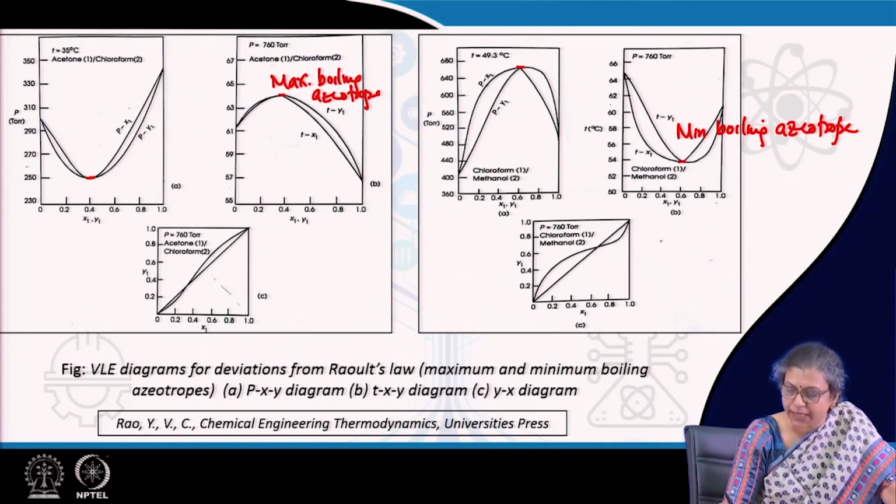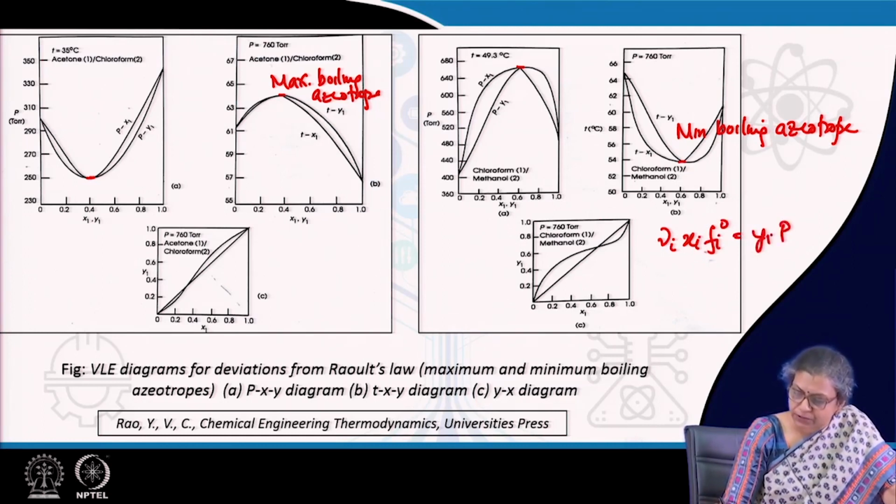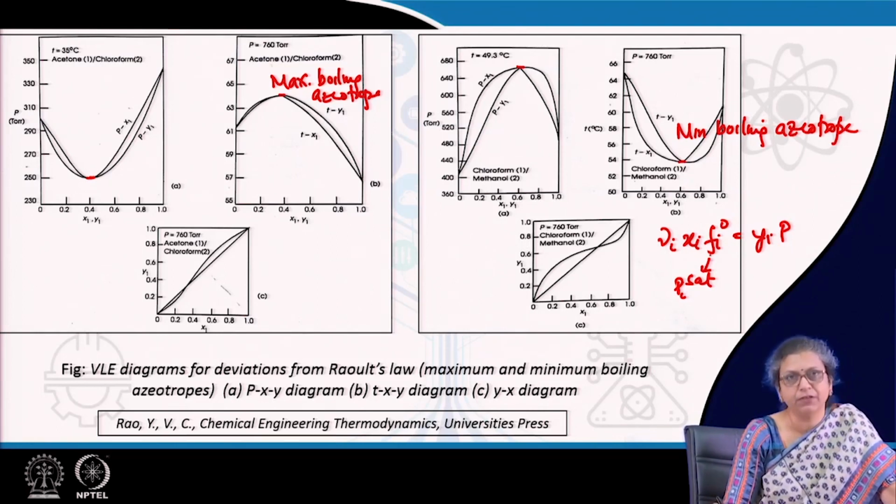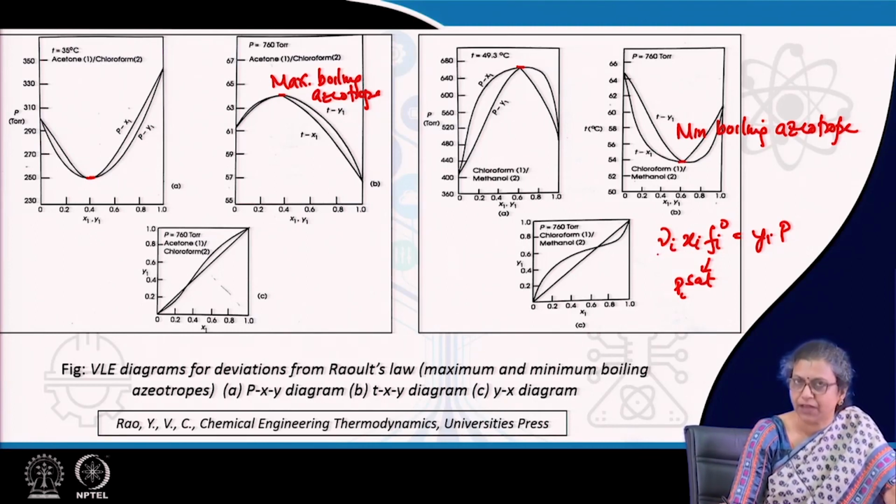We find for non-ideal solutions it is generally written as gamma i xi fi 0 equals yi into p, and for low to moderate pressures this corresponds to pi sat. Therefore again this gamma i has to be found out from the other available parameters, and normally there are some activity coefficient models, you must have studied them in your thermodynamics.